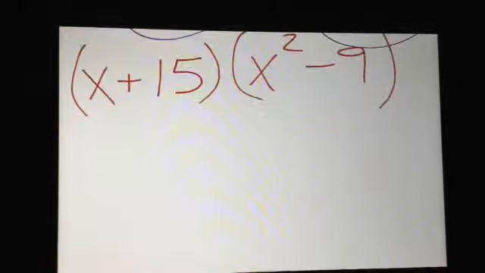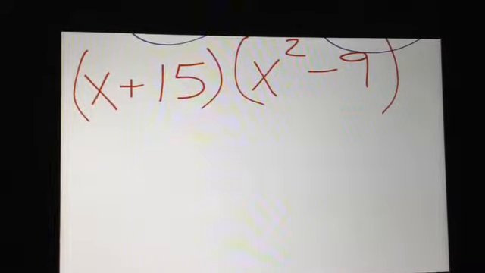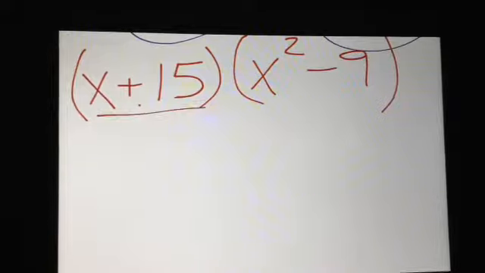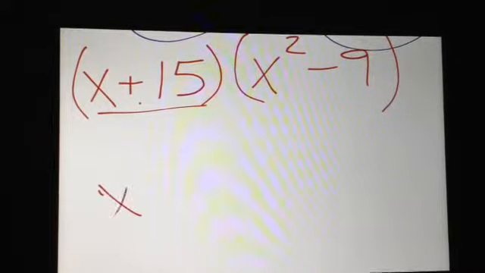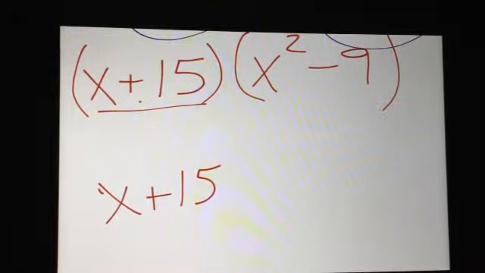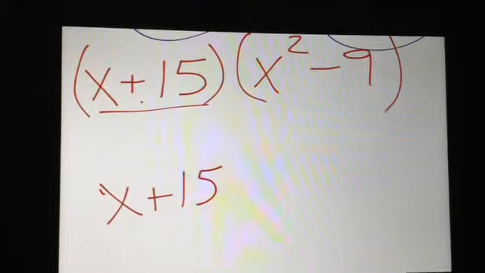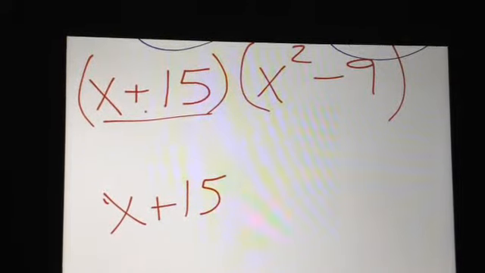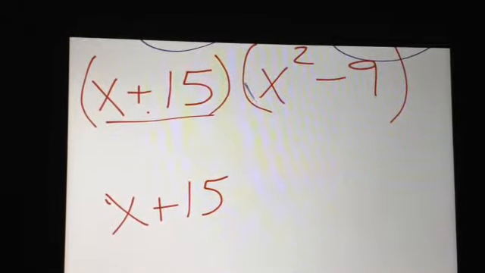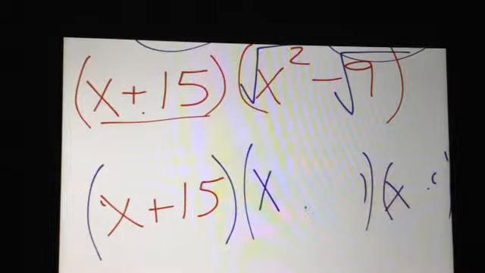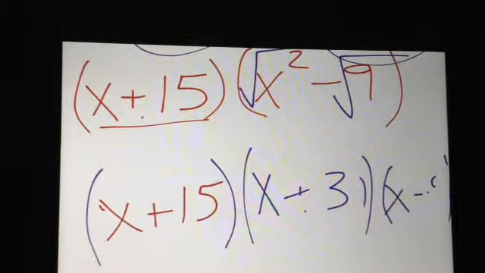And so now we have these two parentheses, and now we factor those once again. So we look at this one right here. This one's completely factored, so we just drop that down, x plus 15. Now x squared minus 9 can still be factored. See, x squared and 9 are both perfect squares, so all you have to do is take the square root of both of them, and you have x plus 3 and x minus 3.